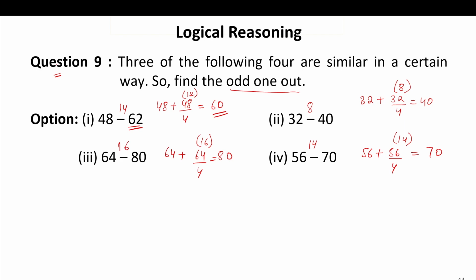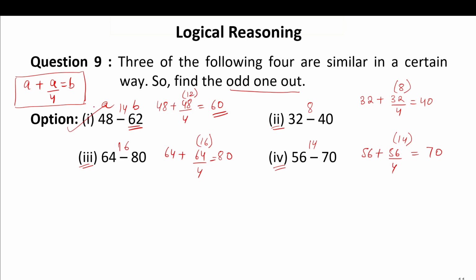Correct? So the logic was, if this is A and this is B, the logic was that A plus A divided by 4 was giving me B. Correct? And this logic was followed in option number 2, option number 3 and option number 4. But this logic is not being followed in option number 1. Therefore, option number 1 will be the correct answer.